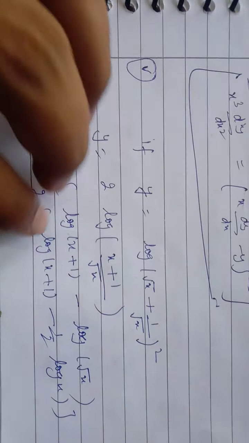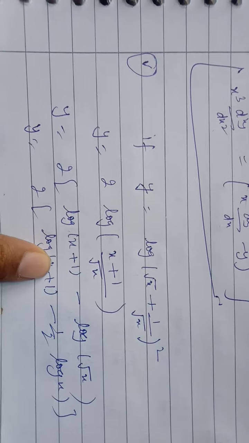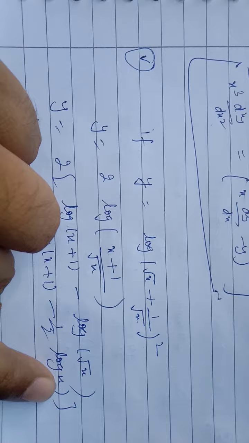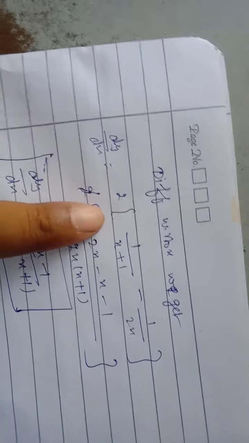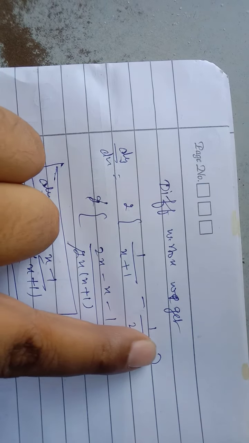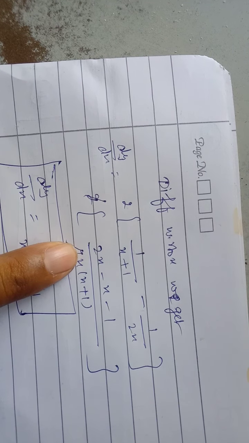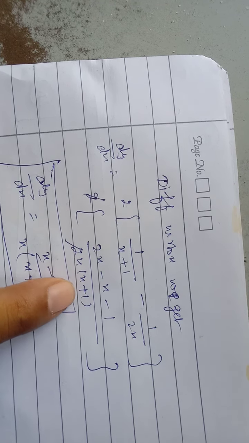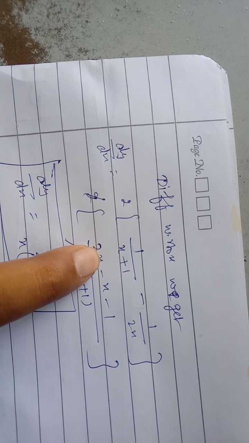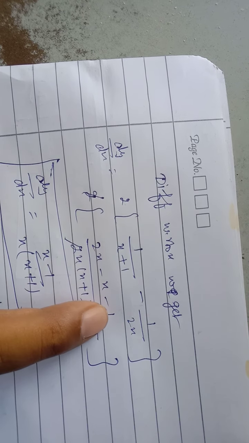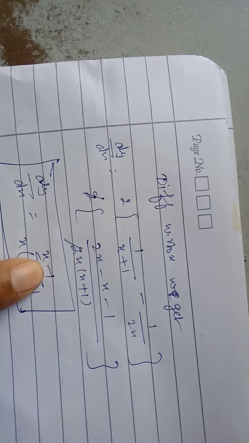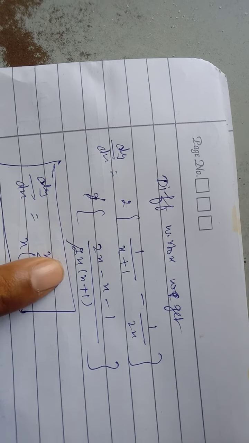Now differentiating with respect to x, the derivative of log of a function is 1 upon the function, and the derivative of log of x is 1 by x. So this will appear as 1 upon x plus 1 minus 1 upon 2x. Taking LCM 2x into x plus 1, from here 2x will appear, from here minus x minus 1, 2x minus x, x minus 1, cancelling out the 2.